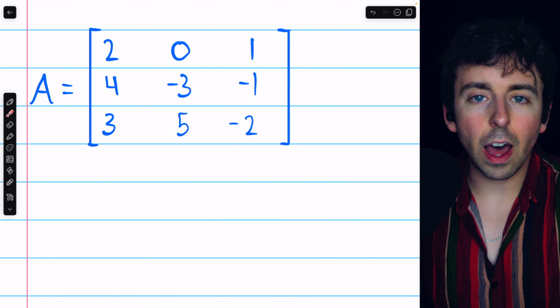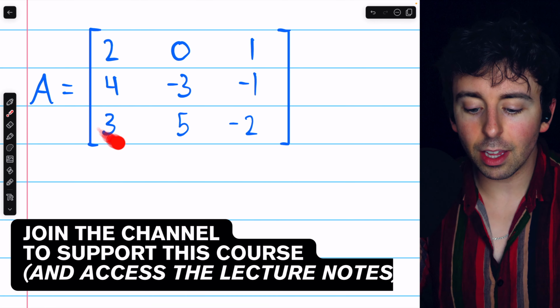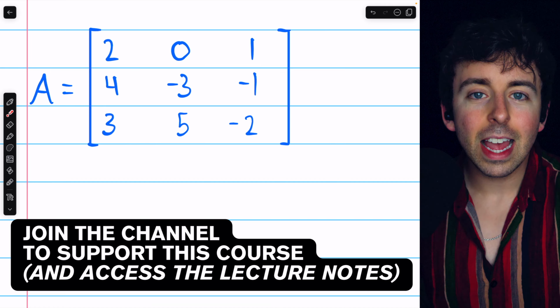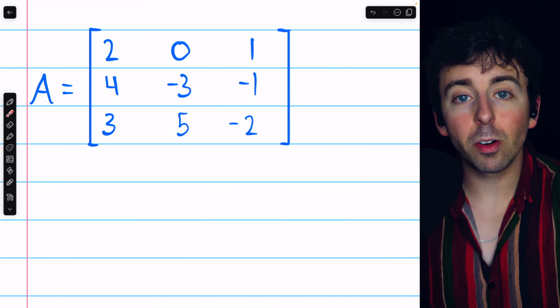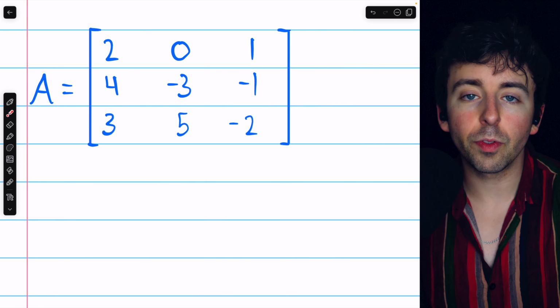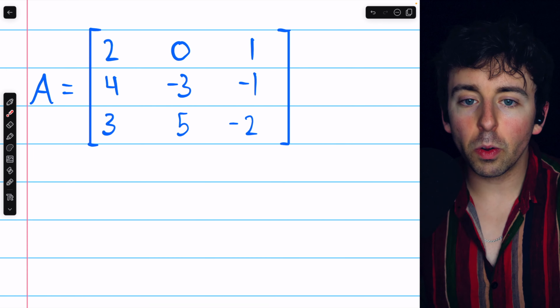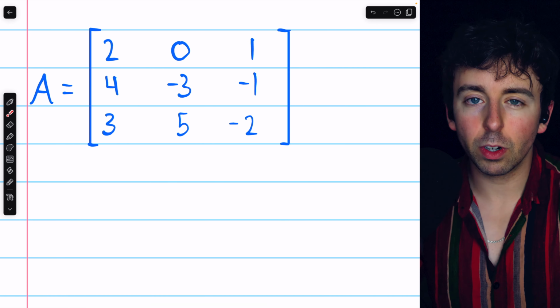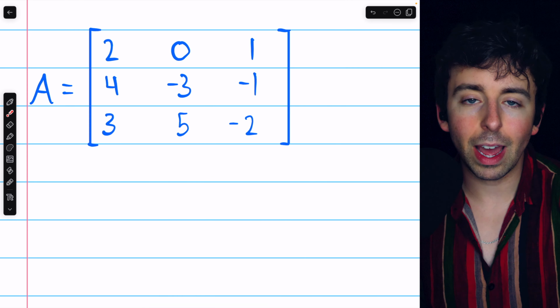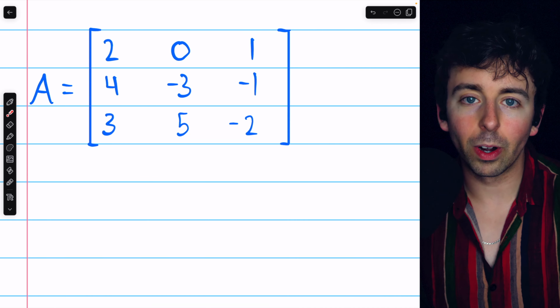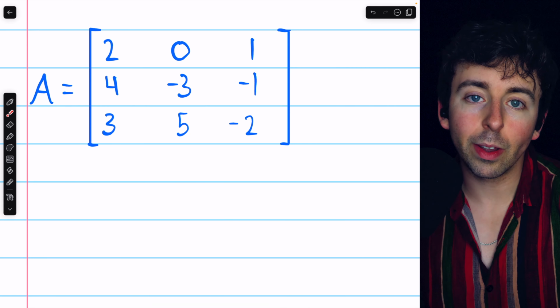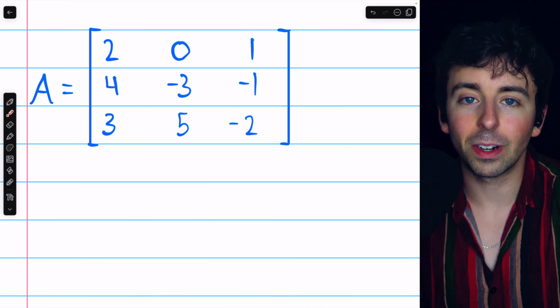Suppose we want to find the determinant of this 3 by 3 matrix. There are three primary strategies we could use to find the determinant. I'm going to show you how to find the determinant of this matrix using each of those three strategies, and then I'll show you one more example before we go. This video has chapters, so you can skip around as you please.